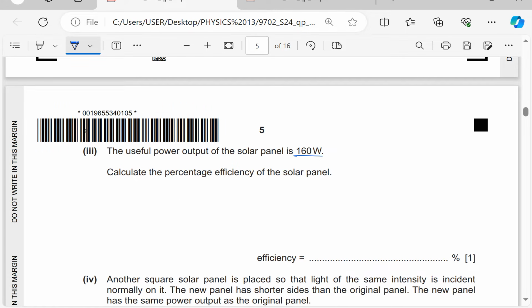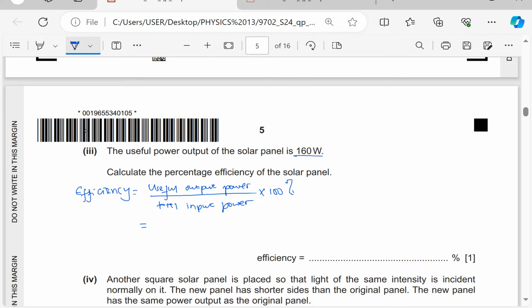We know that by definition, efficiency is equal to the useful output power divided by the total input power. Because it's required to be in percentage, so I'll say times 100 to make it a percentage.